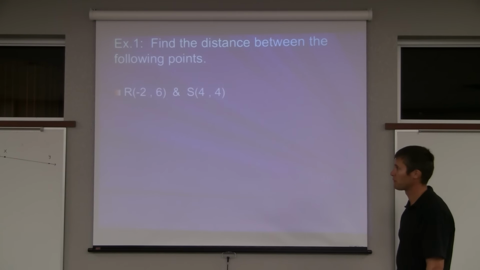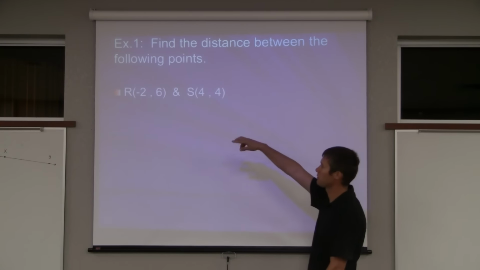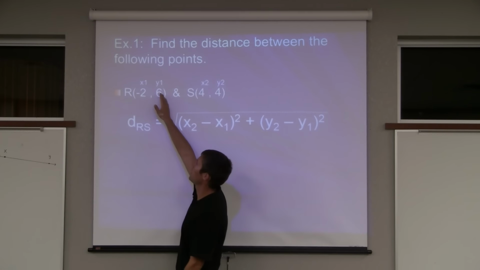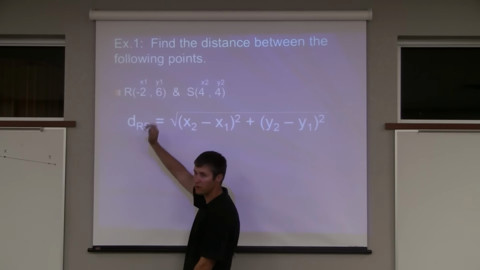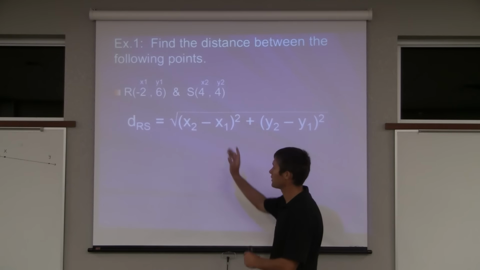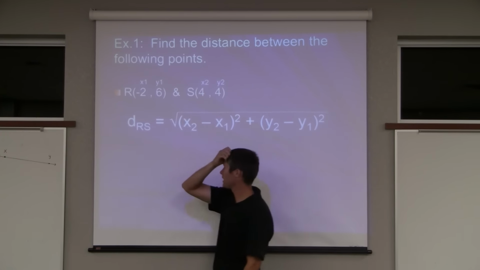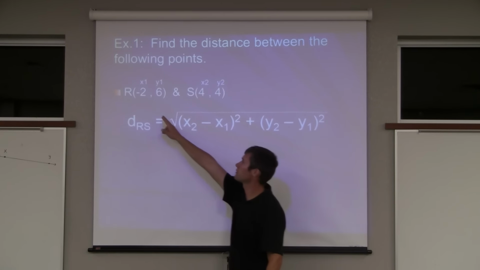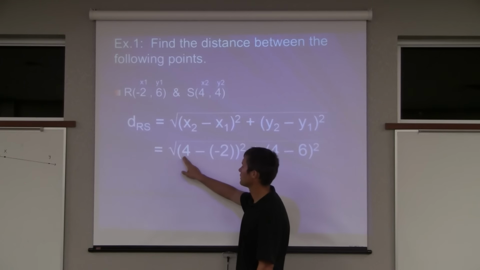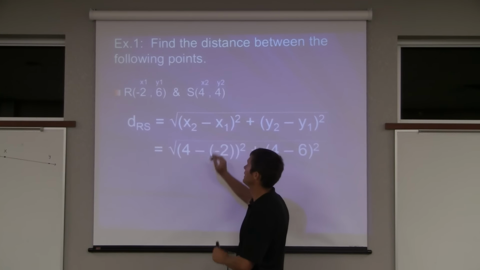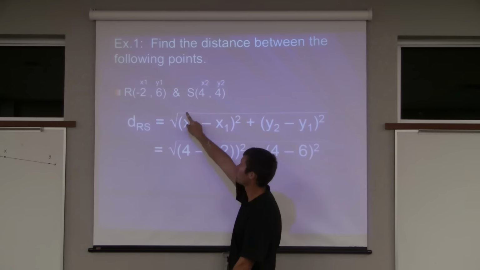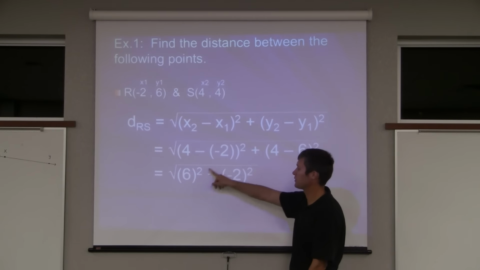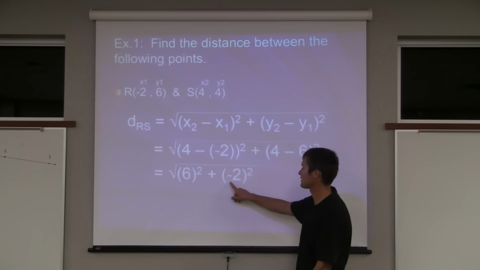So here's our first example, where we want to find the distance between R and S. All right, you can choose x1, y1, x2, y2. You can do it either way you want. But make sure it should be x1 and y1 together, and then x2 and y2 together. So we go 4 minus -2, and then we go 4 minus 6. So 4 minus -2 is 6. 4 minus 6 is -2.